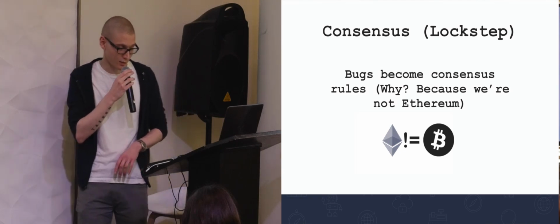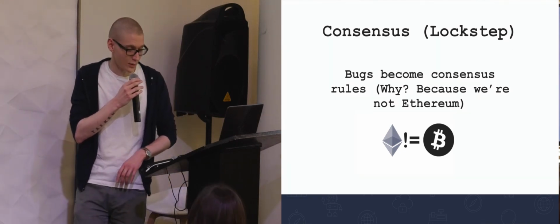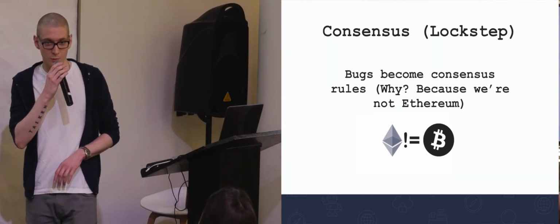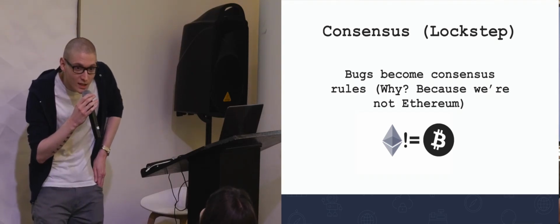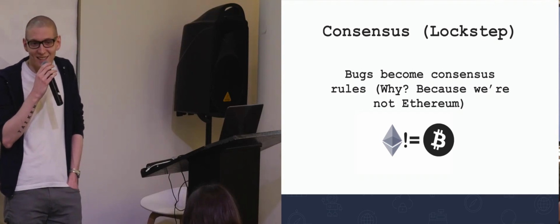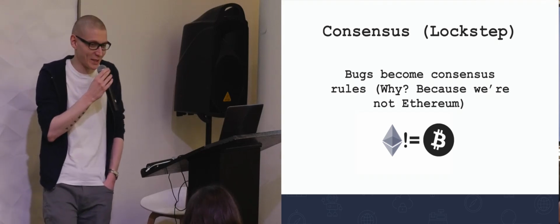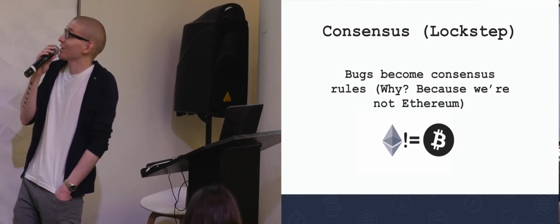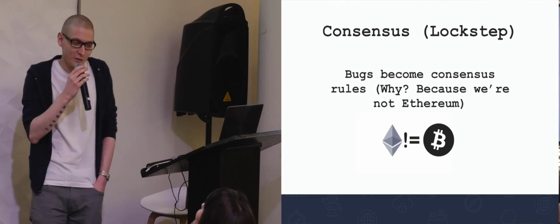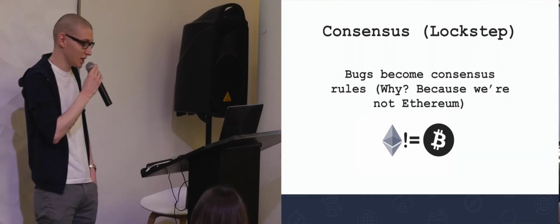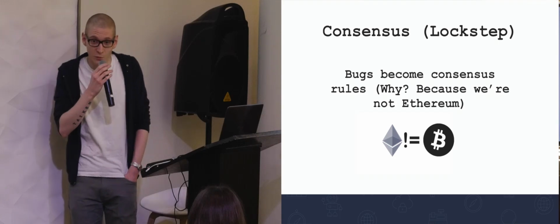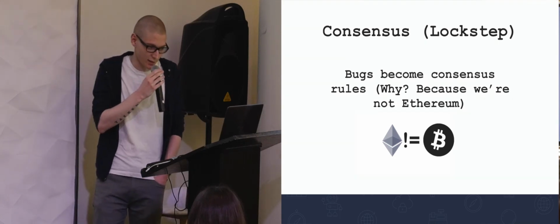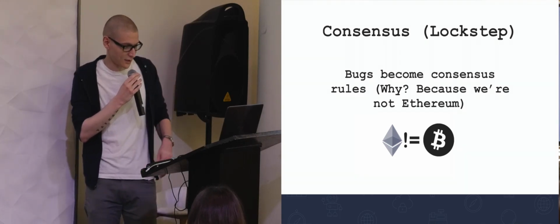So consensus, like Satoshi said, lockstep. So in Bitcoin, bugs become consensus rules, and that's because we're not Ethereum. It sounds like a joke, but I'm dead serious. We don't roll back history and hard fork just because we find a bug in the protocol, or a bug, much less a bug in a single script, right? We have integrity. We just live with it, and it becomes a consensus rule.